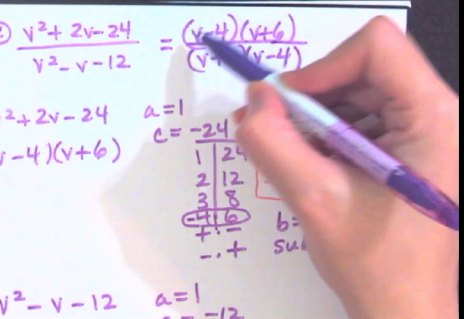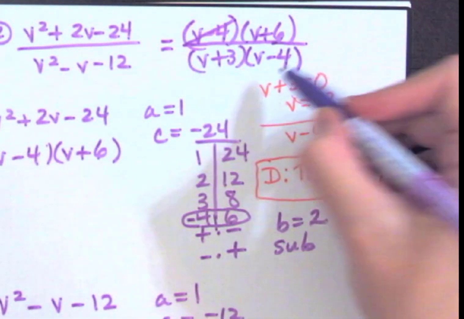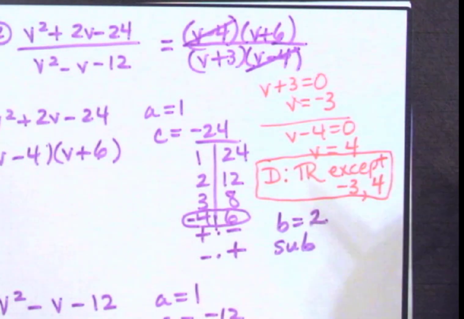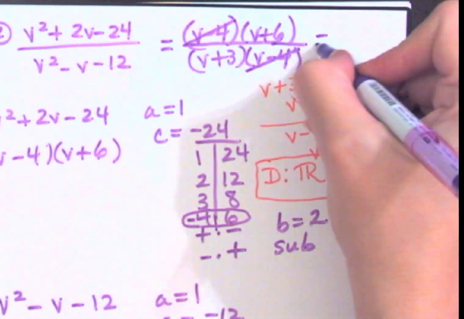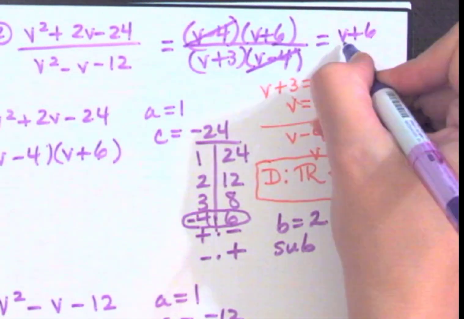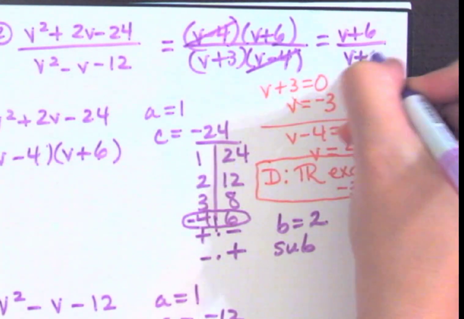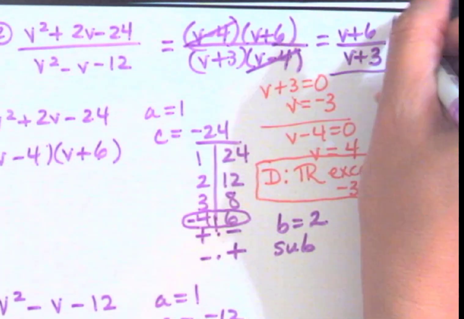So I can cancel all of the v minus 4 with all of this v minus 4. And that's going to leave me with the v plus 6 over v plus 3. And that is my final answer.